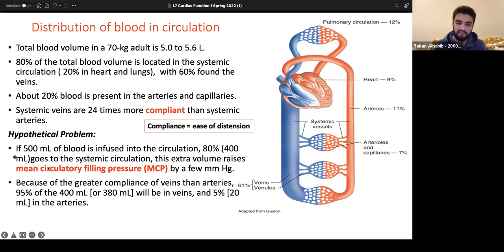And he says the mean circulatory filling pressure. We're gonna get into this later on. It's gonna be easier to explain in the later slides, but it's a pretty easy concept. This basically just repeats whatever I said, that the veins are way more compliant, therefore they're gonna accommodate way more blood.